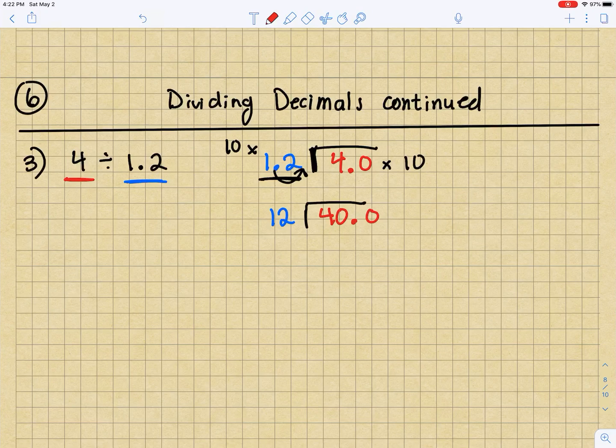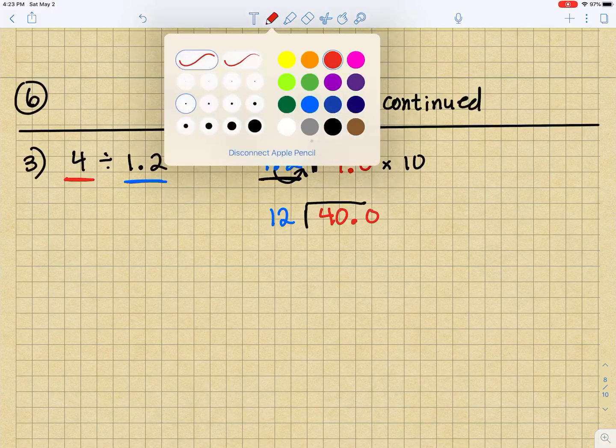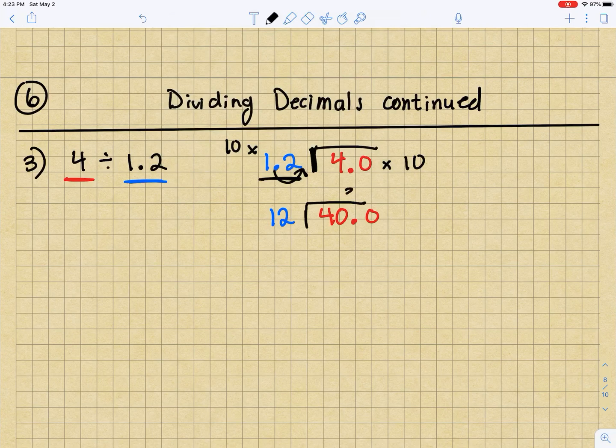And now we have a problem to solve. So 12 goes into 40. If I remember my times tables correctly, 12 times 2 is 24. 12 times 3 is 36. 12 times 4 is 48. So 12 goes into 40 3 times. So that is 36. Let's subtract. 10 minus 6 is 4, and that's how much is left over.